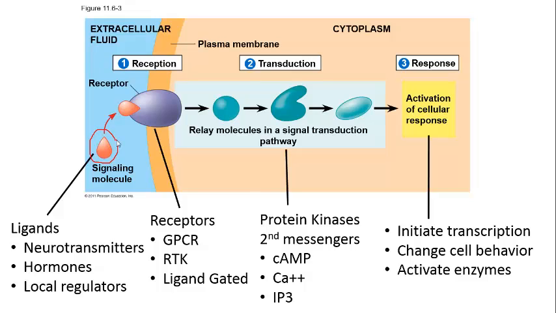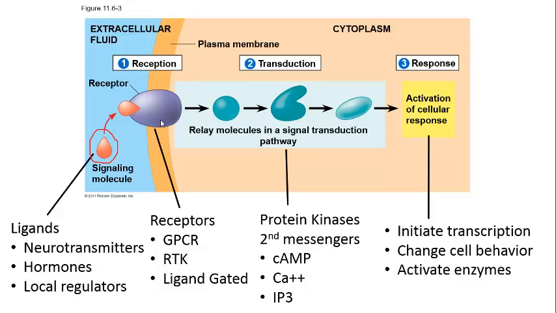The signal transduction pathway begins as the ligand binds to the receptor. A receptor is a protein embedded in the cell membrane. The shape of the receptor is determined by the sequence of amino acids making up the protein. Each receptor is extremely specific for the ligand that can bind to it.